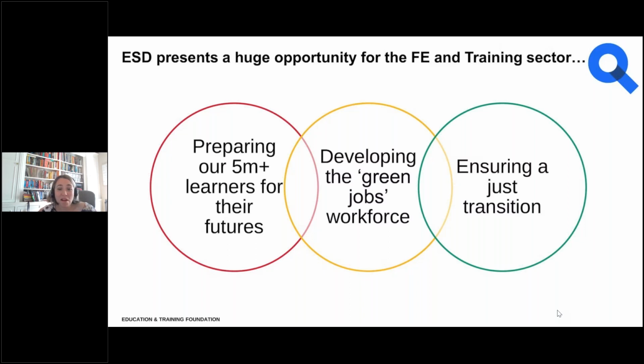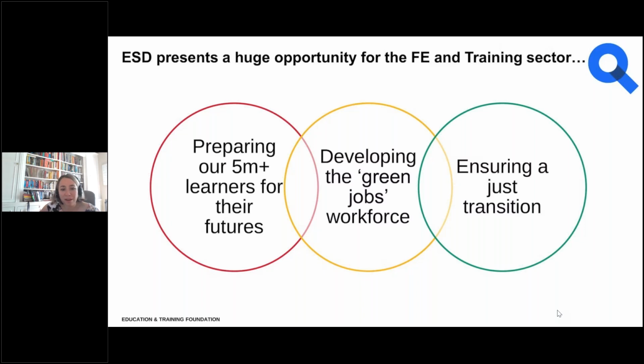There's 5 million plus learners that are studying or undertaking an apprenticeship within the further education, training and skills sector at any one time. And if we can prepare those learners to be literate about sustainability issues, to have the right behaviour set to be able to contribute to those sustainability challenges positively, and the right value set to want to engage with sustainability in their lives and their jobs, that's a huge impact that we can have.